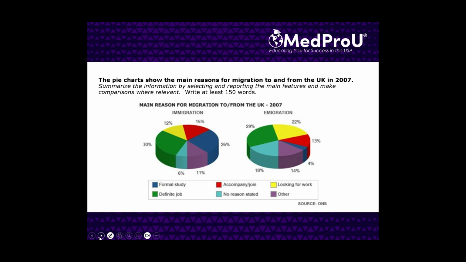Please be mindful of your verbs. I don't want to see shows, illustrates, gives information because there are two pie charts. Your verb must not have an S. And please don't write in all caps. It should be proper capitalization. And put a period.